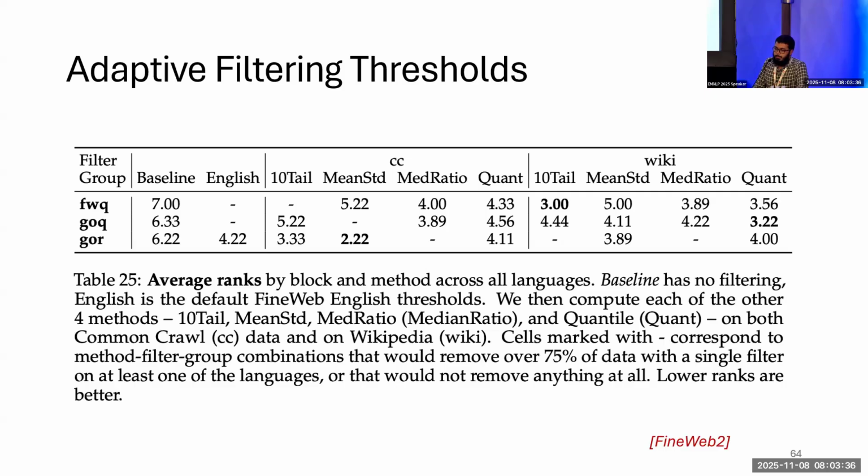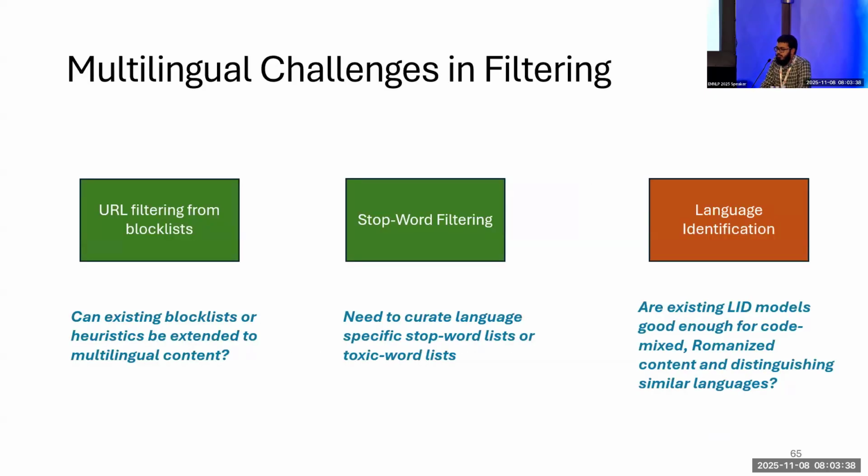Some of the challenges in this filtering that we've seen till now are multilingual challenges. For example, with the URL filtering that we had, can existing block lists cover all the multilingual content that is out there? Probably the answer is yes, I'm not sure right now, but this is something that has to be looked at. Secondly, for stop word filtering, you need to curate language-specific words, both toxic words as well as stop words. And you need good LID models, which are robust enough to handle your code-mixed content, romanized content, and also capable of distinguishing similar languages.